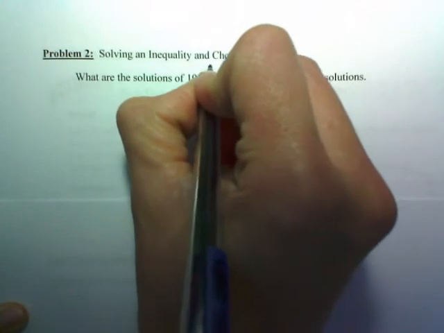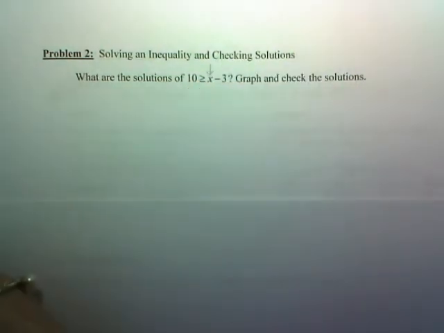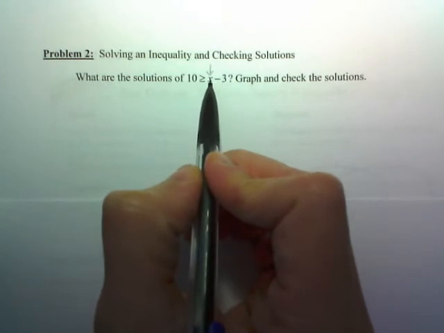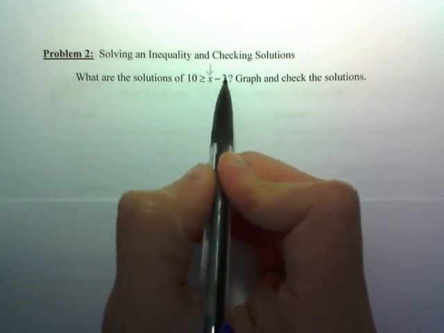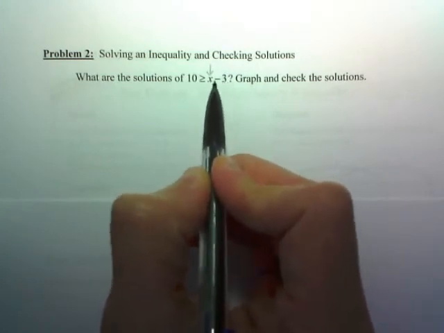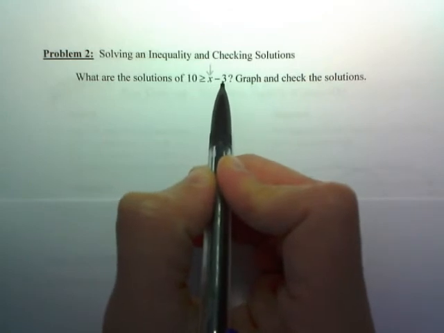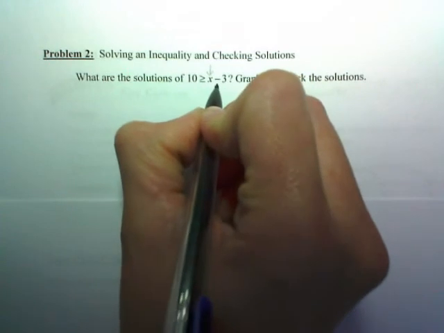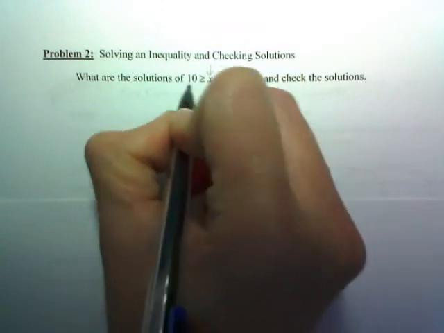So identify that x is my variable, and I do not want to move that x. It's the only one I've got. I don't have to combine any like terms. That's the only x I have. So I don't want it to move. So I've got to move everything away from it. So look at the right side of this inequality symbol. The only thing I have with that x is a minus 3. So just like in problem 1, the inverse of subtracting 3 would be to add 3.